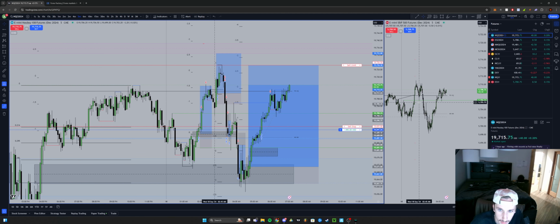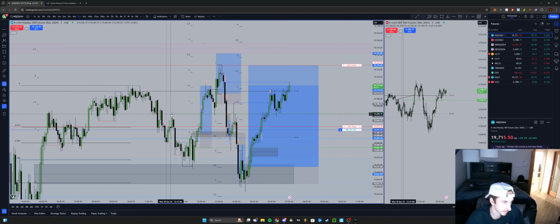ES tapped it as well, and then we also have this breaker block that we tapped here as well. It has this wick, right? Didn't really want to trade too far into it because of this breaker acting as support. So really there was no need to dig into it anymore.